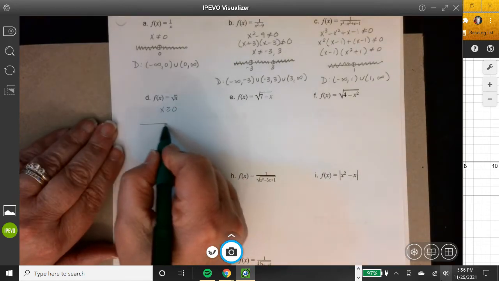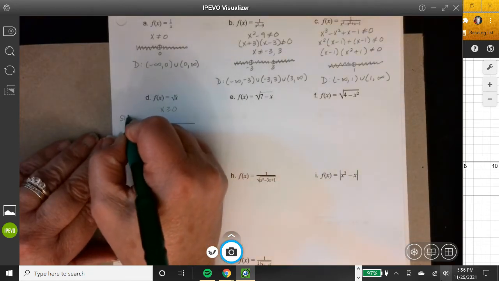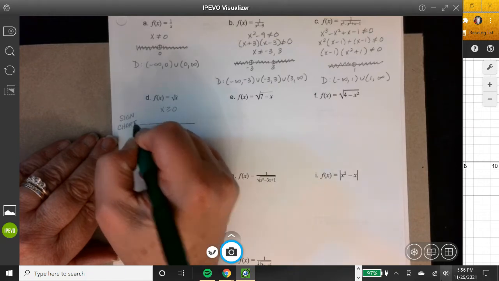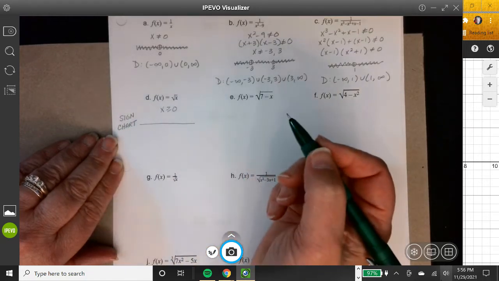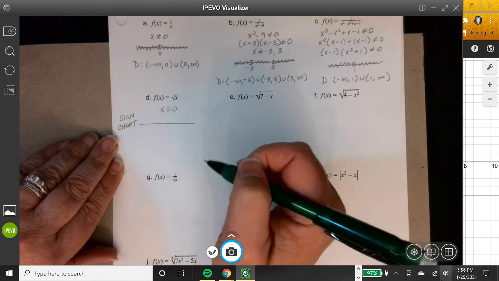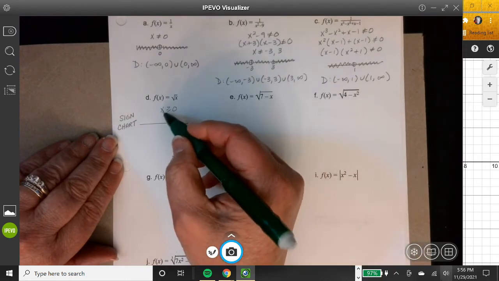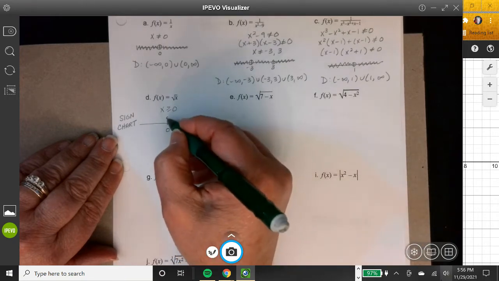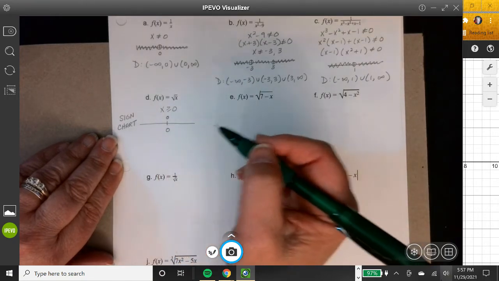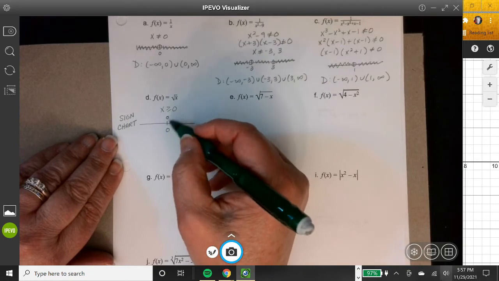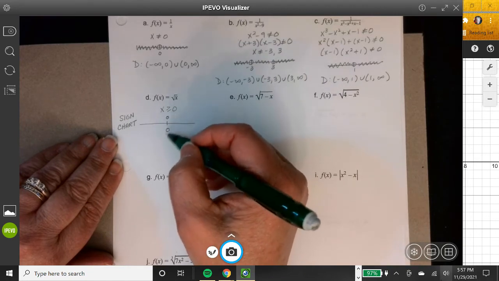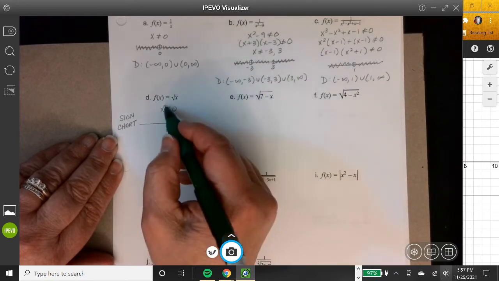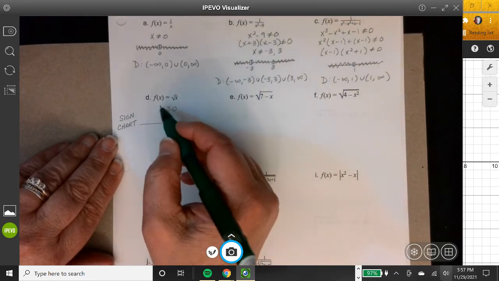Now I do sign charts when I solve inequalities. So this is how I do a sign chart. I figure out when this is equal to 0. Well, it's equal to 0 when x is 0. So I'm going to put a 0 on the sign chart, and it's 0 here. Now please notice I didn't put an open dot here because the 0 may be in the domain. We don't know yet.